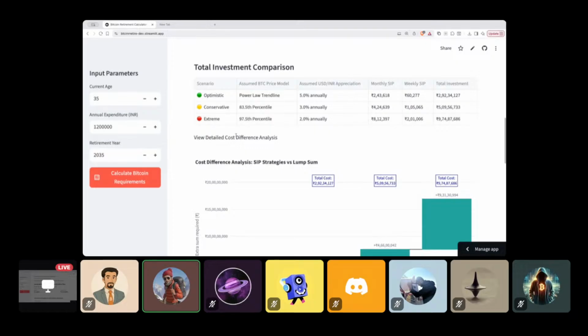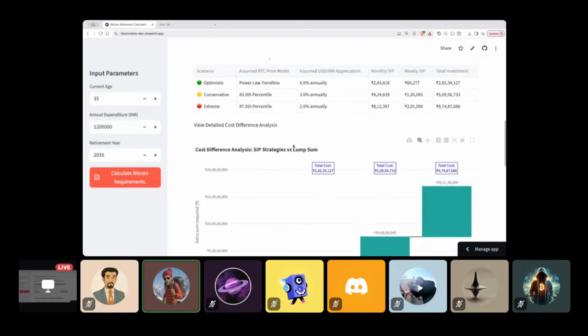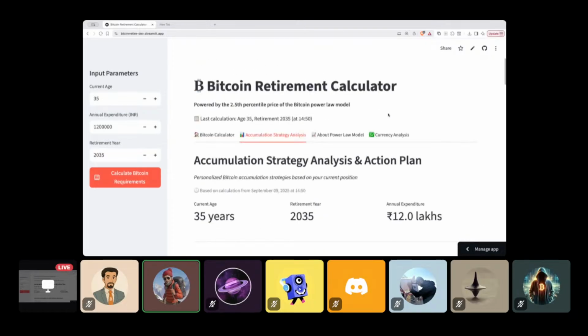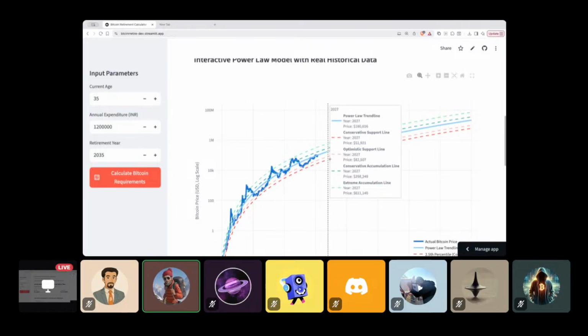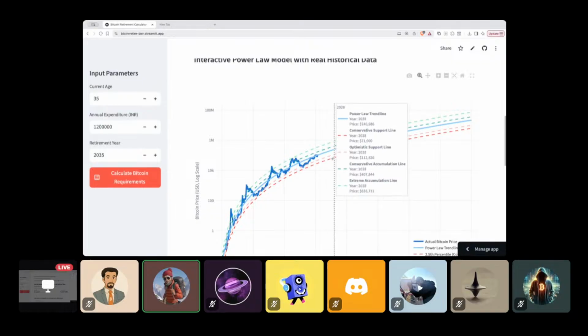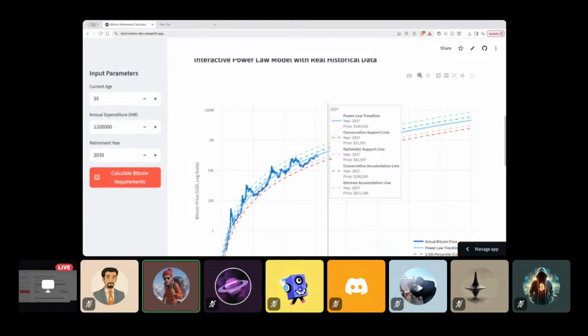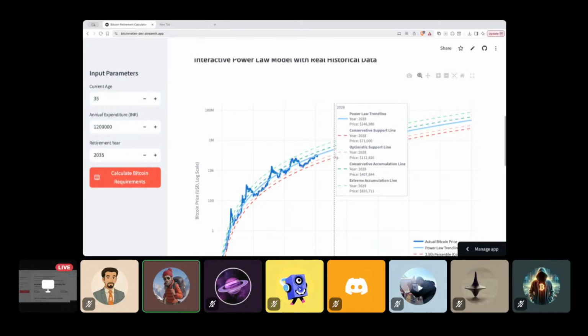This also uses a few assumptions. The idea is to be extremely conservative for this calculator. So that's why, for spending, I have assumed the 2.5th percentile. I have assumed that from now on, BTC's price will strictly follow this bright red line.